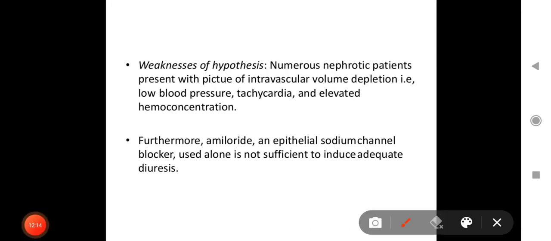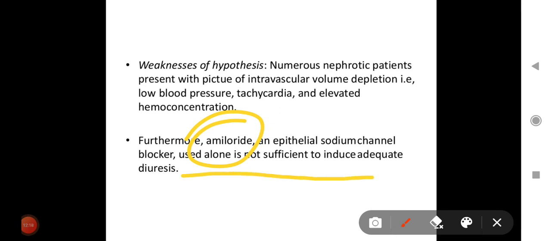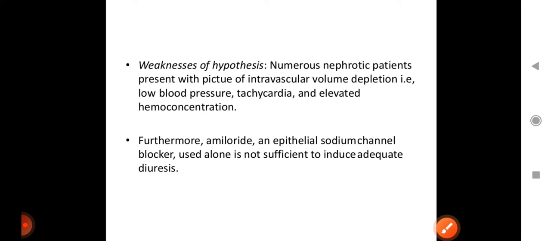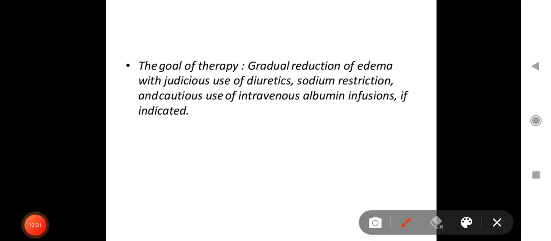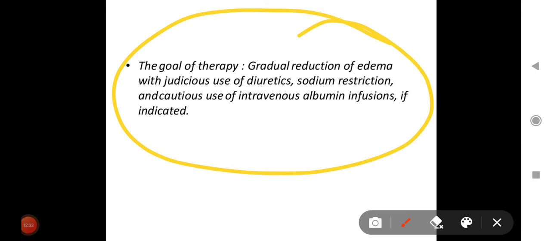But if we give that blocker of the sodium channels, amiloride, that drug alone is not sufficient to induce adequate diuresis. So both of these theories have their pros and cons, opposing and supporting evidences. So none of them has been proved to be 100% correct. The goal of therapy should be gradual reduction of edema with judicious use of diuretics, sodium restriction, and cautious use of intravenous albumin infusion if indicated.